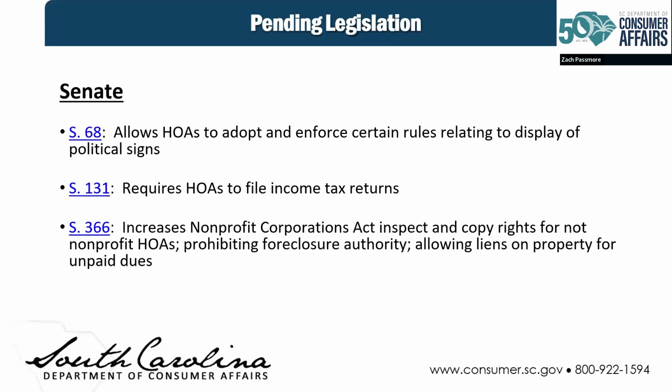Now, over on the Senate side, there are three bills working their way through the process right now, including Senate Bill 68, which would allow HOAs to adopt and enforce certain rules related to the display of political signs. Senate Bill 131 would require HOAs to file income tax returns. And Senate Bill 366 would increase the Nonprofit Corporations Act's inspection and copyrights for HOAs that are not nonprofits. It would also prohibit foreclosure authority for HOAs and allow liens on property for unpaid dues. As I said, none of these are law yet. They may or may not become law. It all depends on how they work their way through the legislative process.